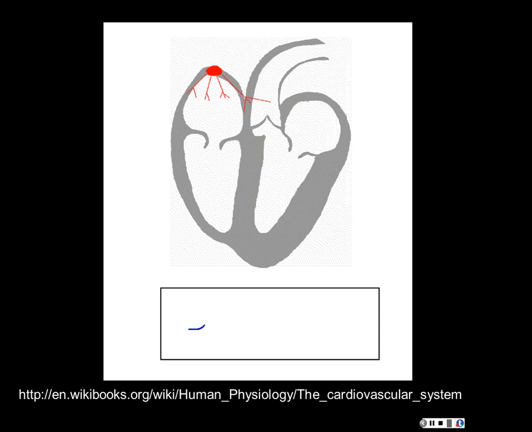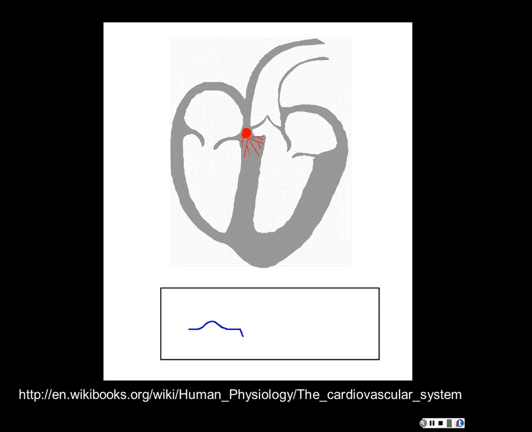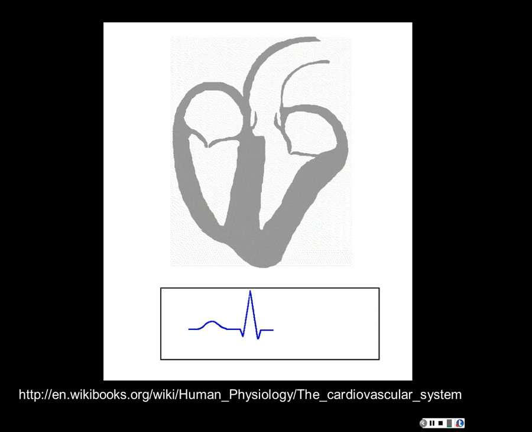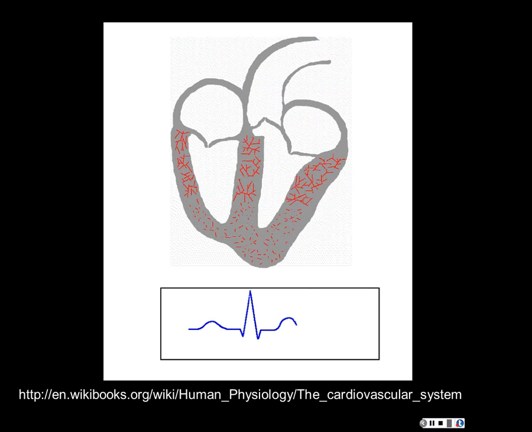Okay. So atria P wave, SA node, Q, ventricles RS, okay. Ventricles relax, T wave, repolarization.